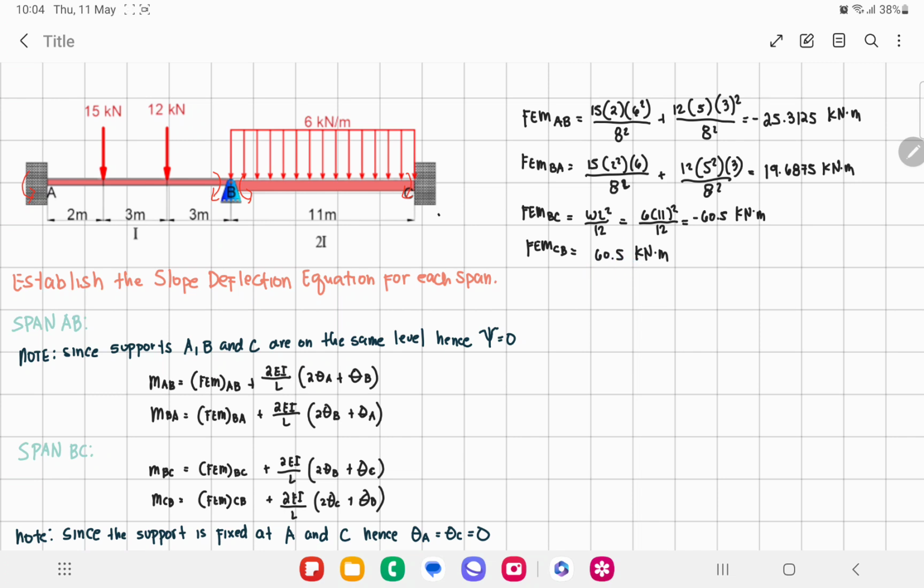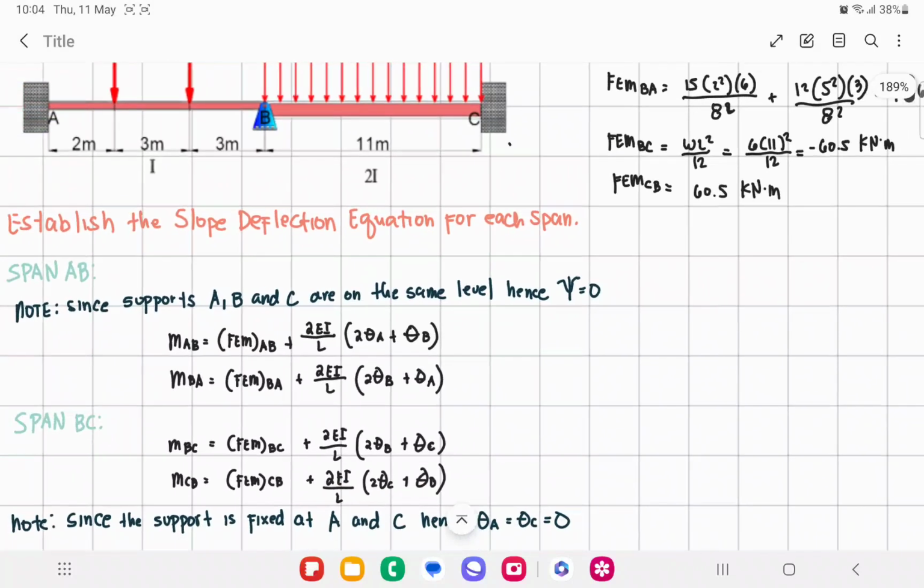Okay? And then after solving for the fixed-ended moment, we will proceed with our slope deflection equation.